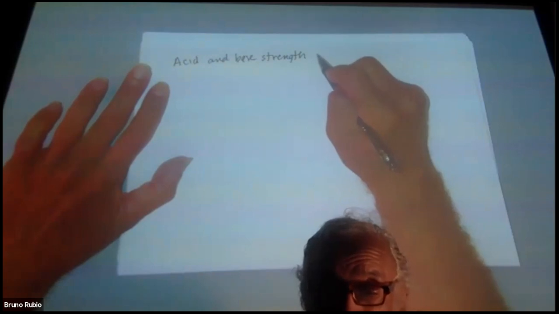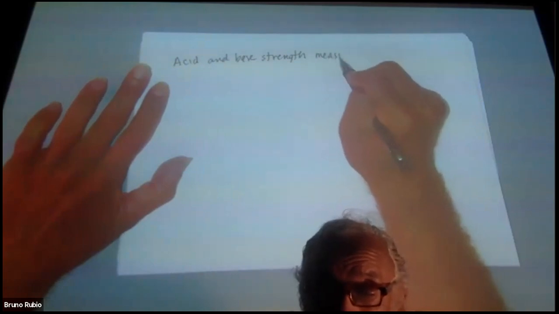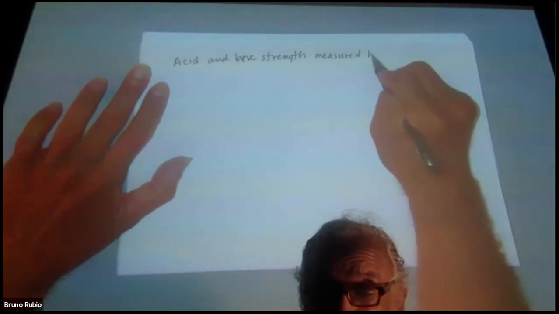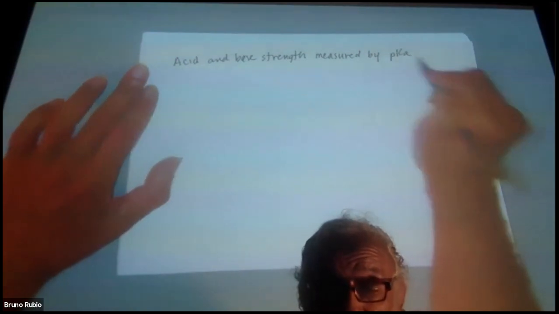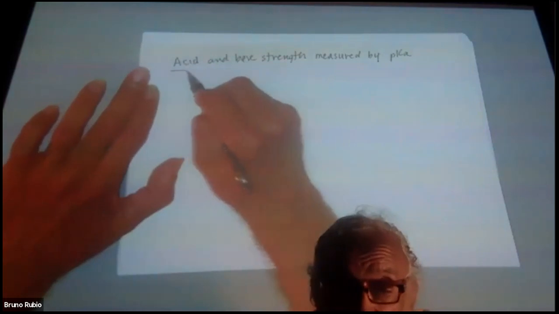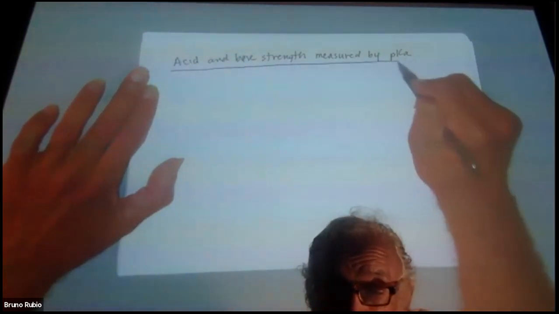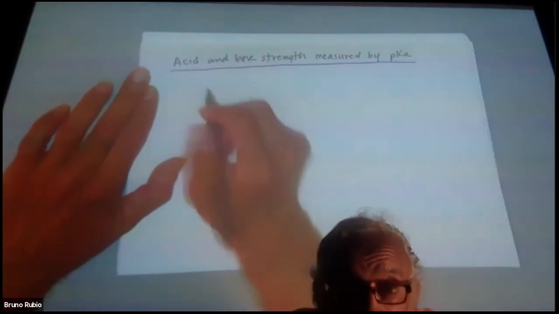And this is measured by the pKa, which I hope you remember from Gen Chem.